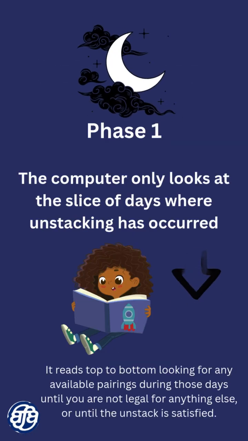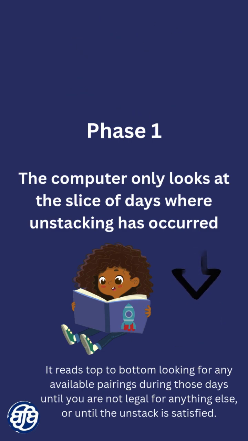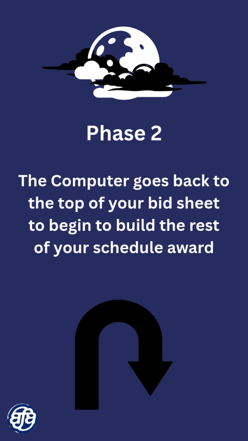When your bid is unstacked, it happens in two phases. During phase one, the computer only looks at the slice of days where unstacking has occurred. It reads your bid from top to bottom, looking for any available pairings during those days until you are no longer legal for anything else or until the stack has been satisfied. During phase two, the computer goes back to the top of your bid sheet to begin to build the rest of your schedule award.